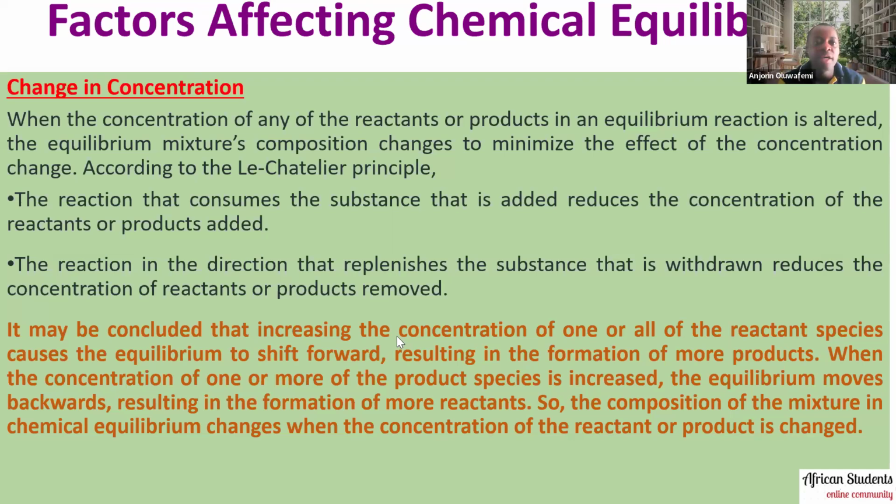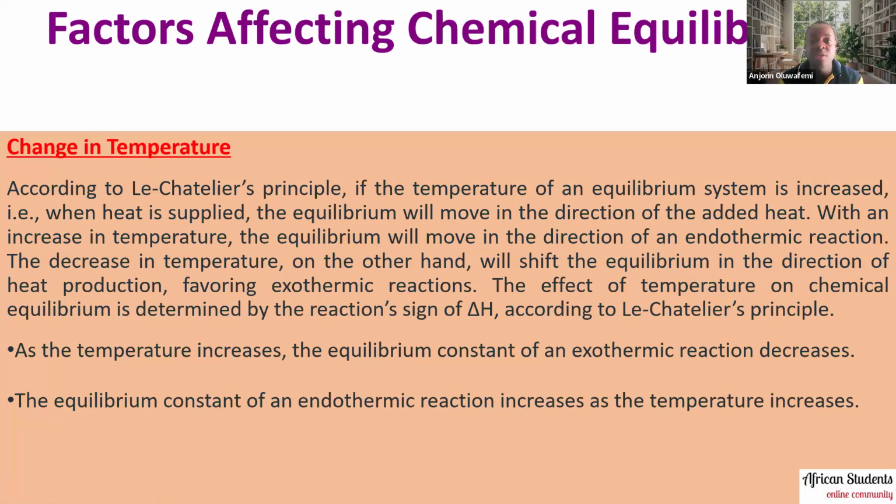Let's move forward and look at change in temperature, which is another factor that affects chemical equilibrium. According to Le Chatelier's principle, if the temperature of an equilibrium system is increased, that is, when heat is supplied, the equilibrium will move in the direction of the added heat. With an increase in temperature, the equilibrium will move in the direction of an endothermic reaction. A decrease in temperature, on the other hand, will shift the equilibrium in the direction of heat production, favoring exothermic reactions.